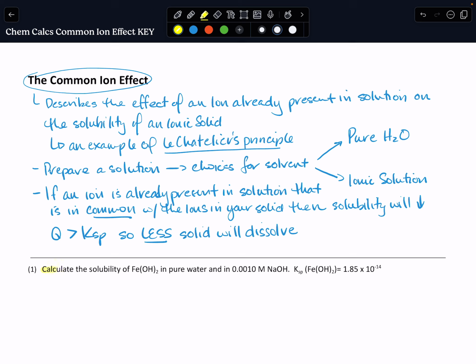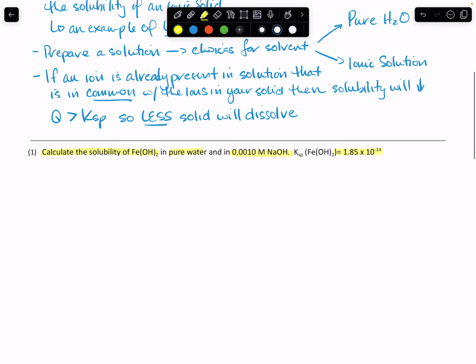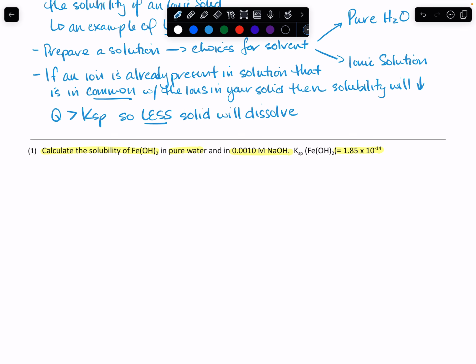All right, so we're going to calculate the solubility of iron(II) hydroxide in pure water and in 0.001 molar NaOH. We are going to have a Ksp value of 1.85 times 10 to the negative 14. So you can see based on that Ksp value that iron(II) hydroxide is not particularly soluble. All right, so we're going to start with pure water.